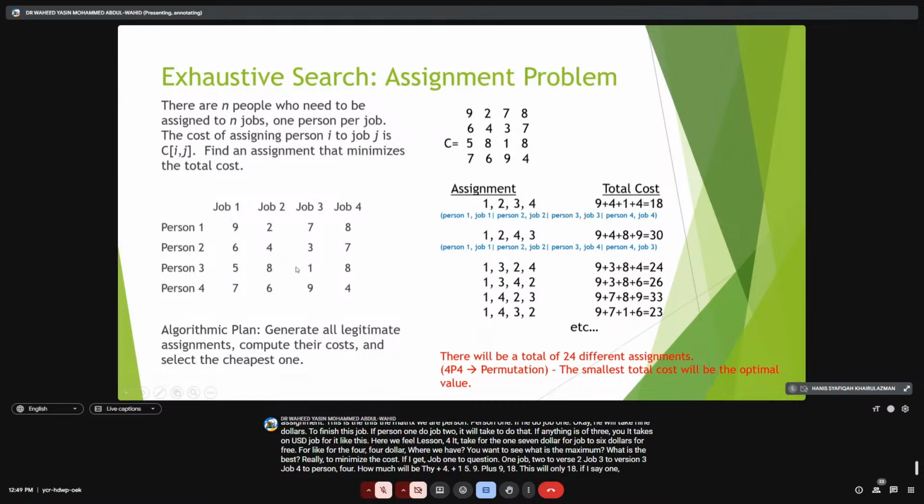If I say 1, 2, 3, 4. If I say here 1, 2, and here 4, job 3 will be person 4, and how much will this be? 30.